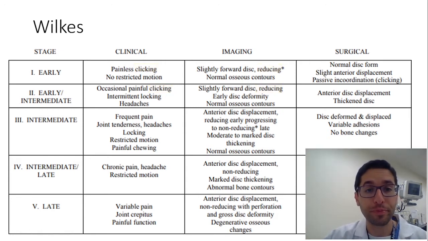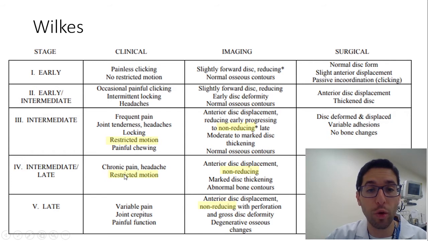Moving on to stage 3. Stage 3, 4, and 5, all these are non-reducing. So you will not hear any clicking at this point, but you will get restricted motion, as you can imagine. So stage 3 is a non-reducing and restricted motion, but at this point you do not have any bony changes. That's what separates stage 3 from all the subsequent stages. The disc is deformed, just like in stage 2, you start to see some changes of the disc. It was thickened. In stage 3, the disc is deformed, it's displaced, but you don't have any bony changes.